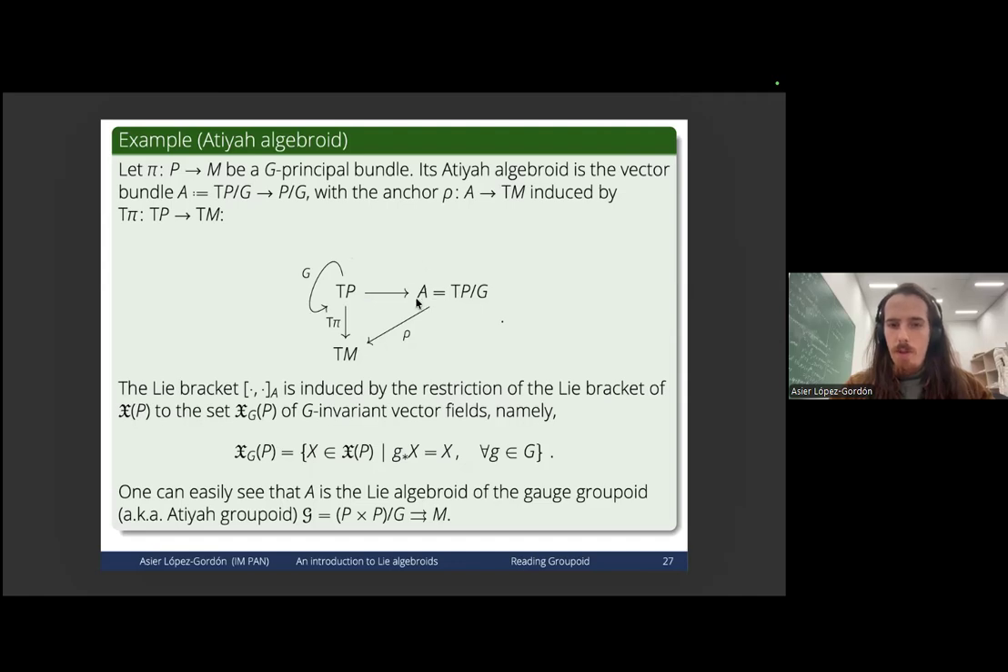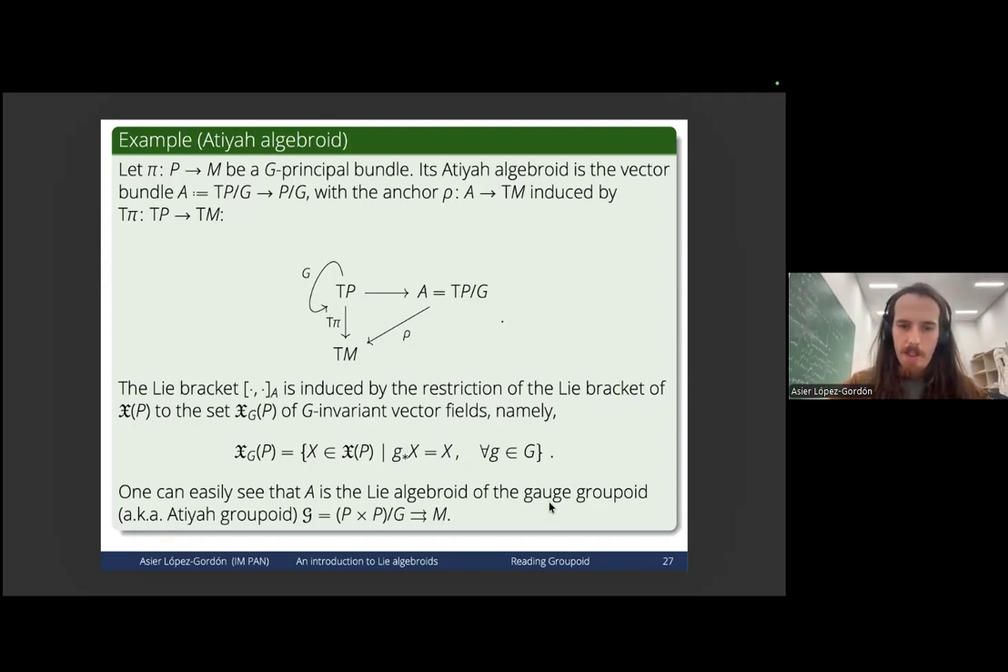So we can compute. We have two sections. We choose their corresponding representatives, which will be G invariant vector fields. Their bracket will also be a G invariant vector field, so it will then induce a section of the algebroid. Well, I think it's clear how it's defined.